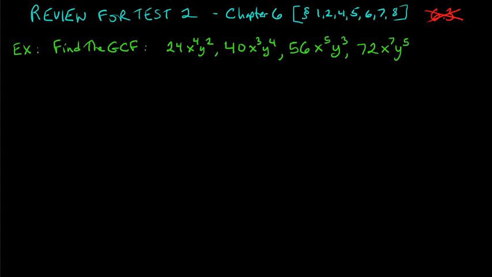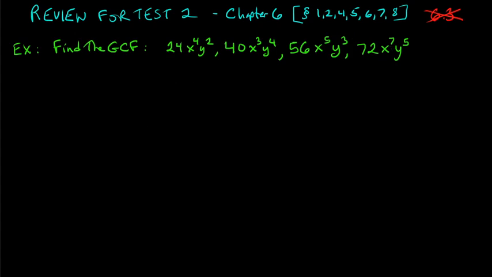Right, so let's start with the question. Find the greatest common factor, the GCF. We have 24x to the 4 y squared, 40x cubed y to the 4, 56x to the 5 y to the 3, and 72x to the 7 y to the 5.